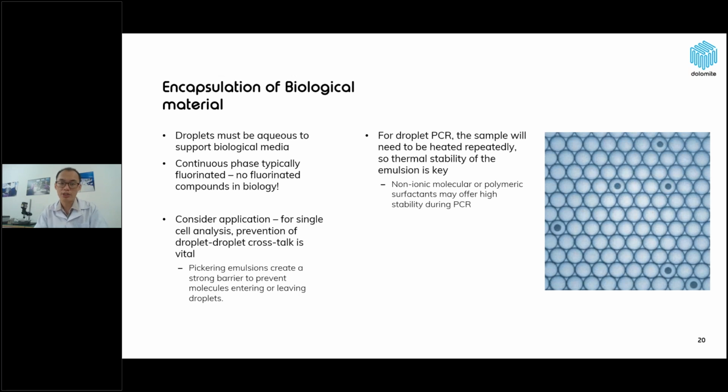For droplet PCR analysis, the sample needs to be heated repeatedly during the PCR process, so the thermal stability of the emulsion is the key factor. We need to choose a surfactant which has good thermal stability for this application. The candidate for this application is a non-ionic molecular or polymeric surfactant. It may offer high stability during the PCR process.